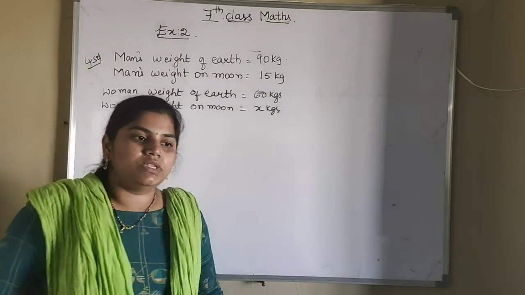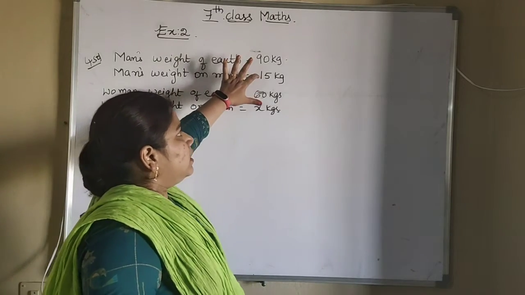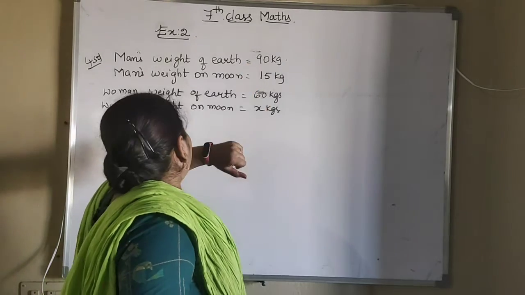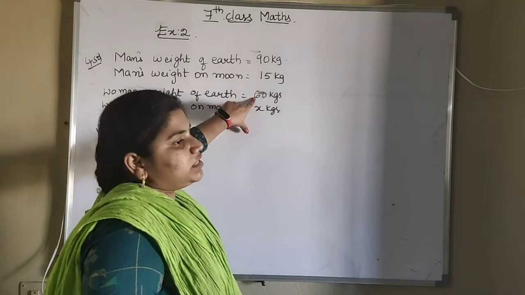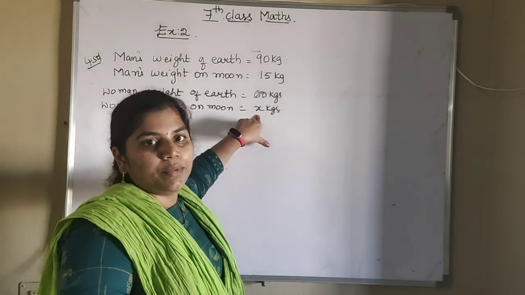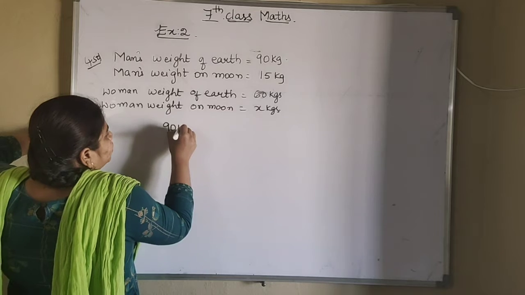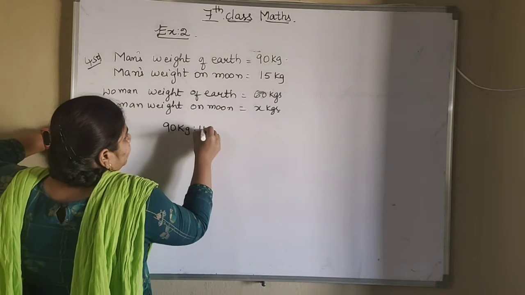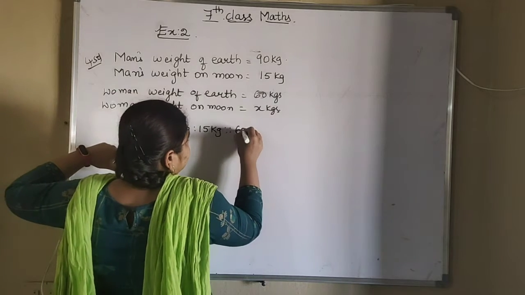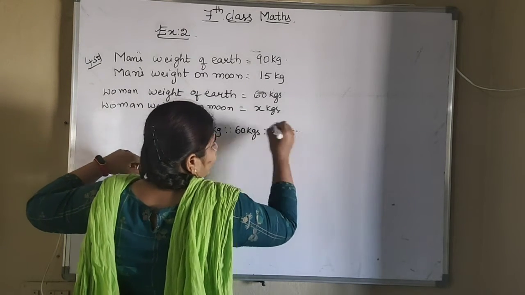Again, by using proportionality we are finding. For 90 kgs, the weight on moon is 15 kgs for the man. And for the woman, 60 kgs on earth, how much is the weight on moon, we have to find. So how will you write? For 90 kgs it is 15 kgs. For the woman, for 60 kgs, what is the weight on moon we have to find.